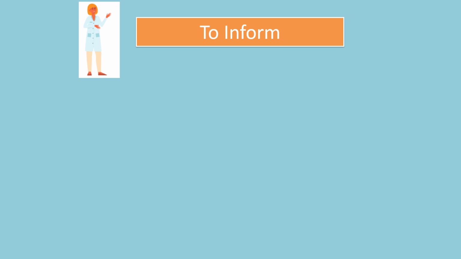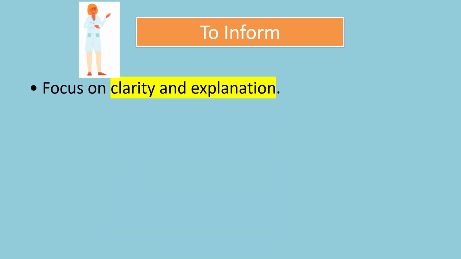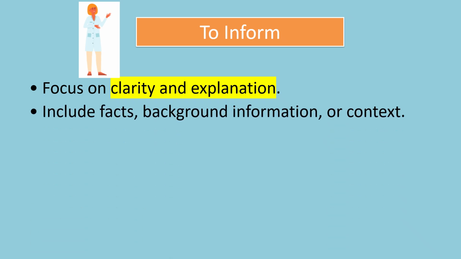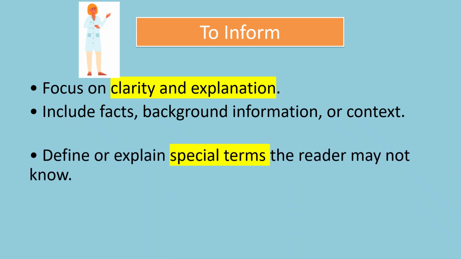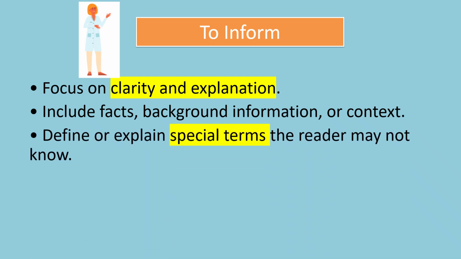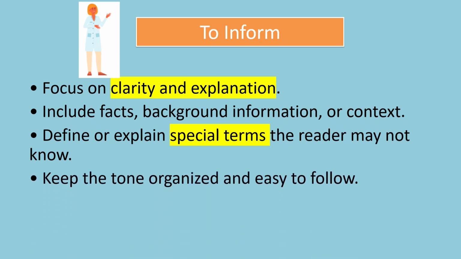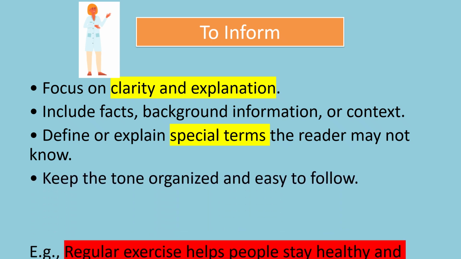Let's check each purpose one by one in more detail. The first purpose is to inform. Writers focus on clarity and explanation. They include facts, background information, or context. They define or explain special terms the reader may not know. They keep the tone organized and easy to follow.